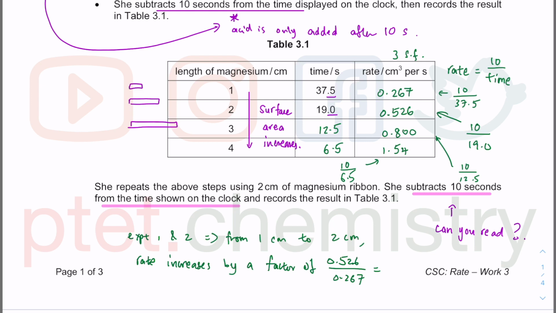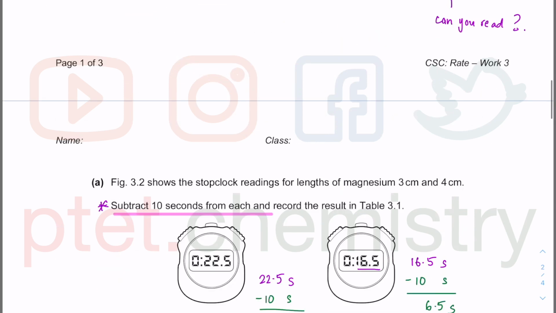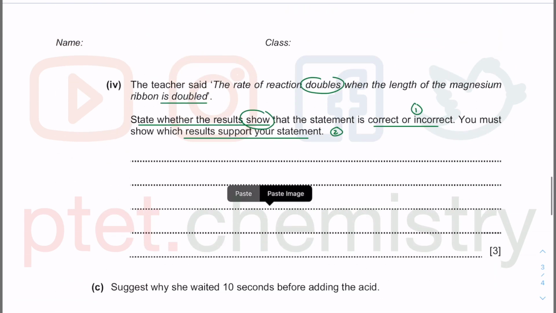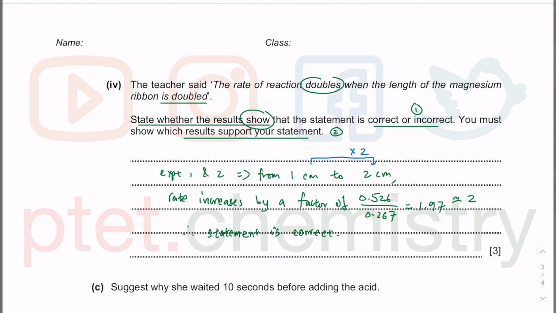0.526 divided by 0.267, I get 1.97. So this, give or take, is approximately 2. So therefore we can say this statement is correct. So I can say the statement is correct because the statement says that when I double the length, that means the length multiplied by 2, double the length, the rate also increases by the same factor, approximately 2 there. Okay, so you've got to use the data in order to support your answer and not just say it. That's why it's 3 marks, because you've got to talk about does it support or does it not.